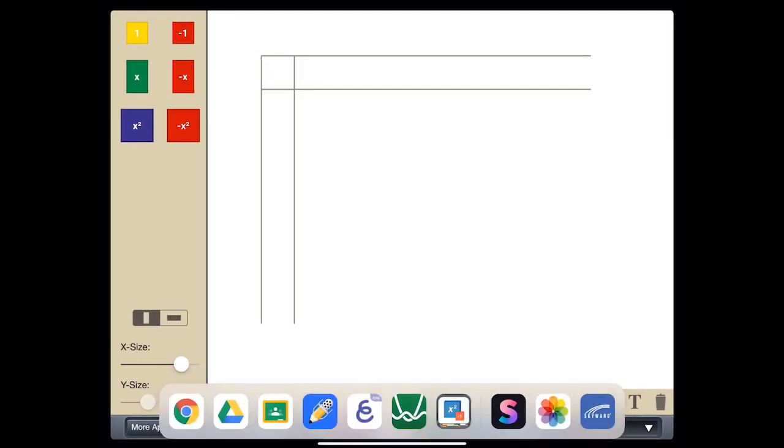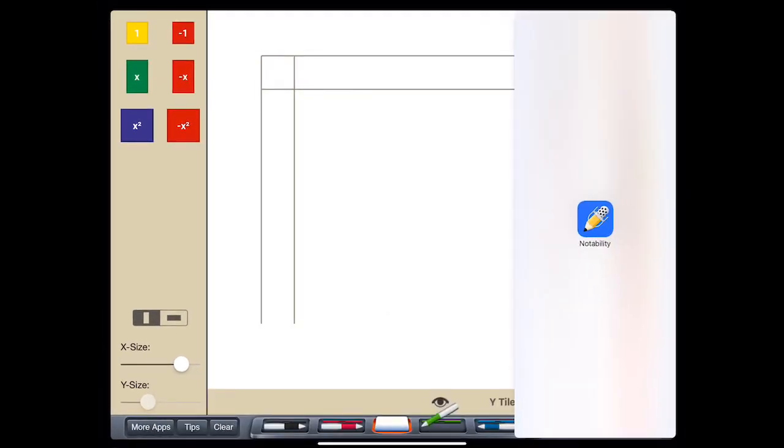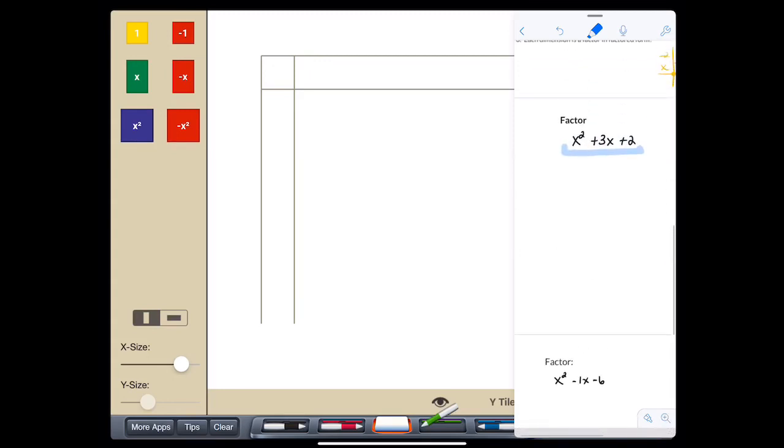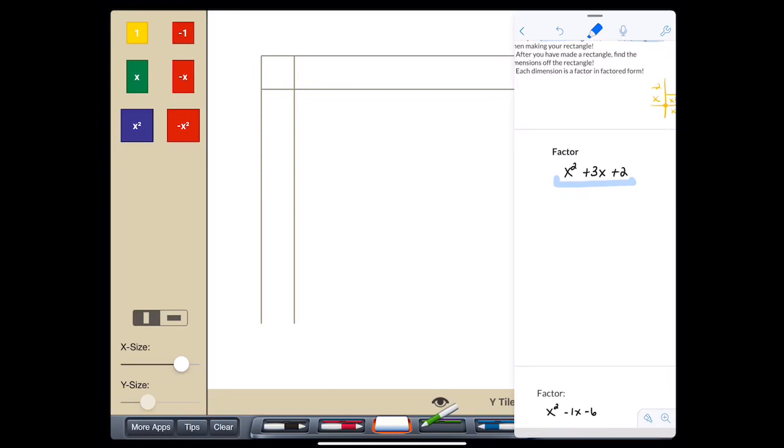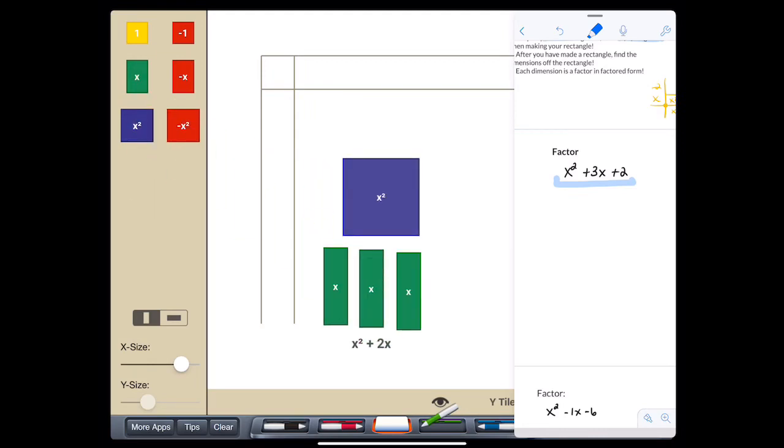Now what we need to do is we're just going to get that expression in there. So I'm just going to show what our expression is. So we're trying to factor, or excuse me, starting with the first one, x squared plus 3x plus 2. So I'm going to get those pictures or those tiles on my picture. So I have an x squared. I'm going to bring in 3 x's. And then I'm going to bring in 2 positives.